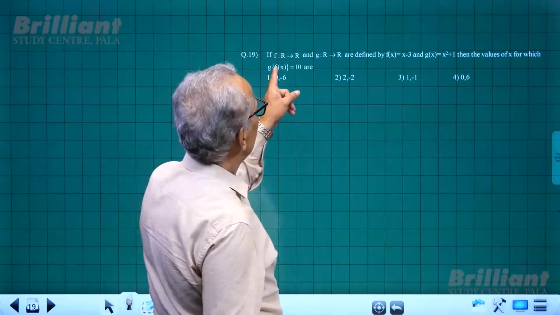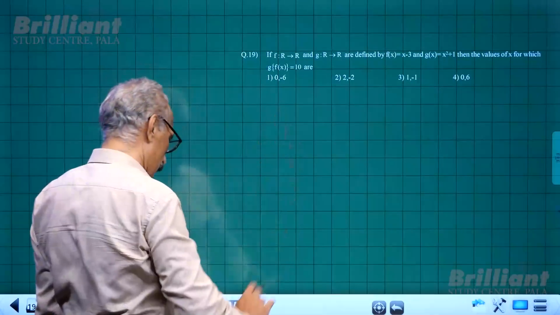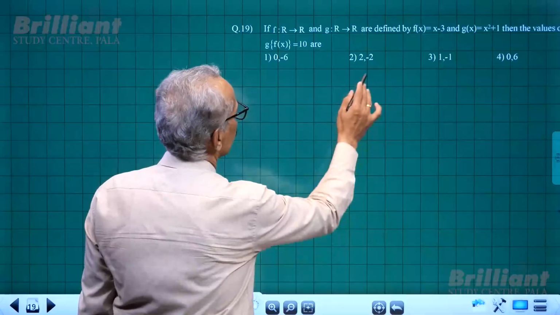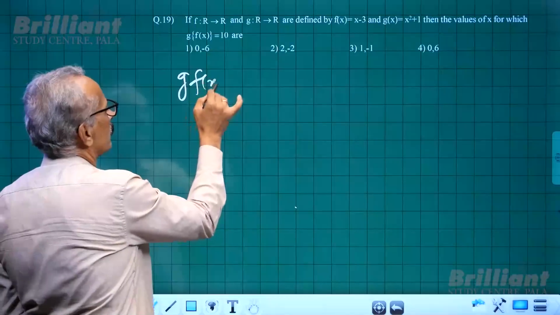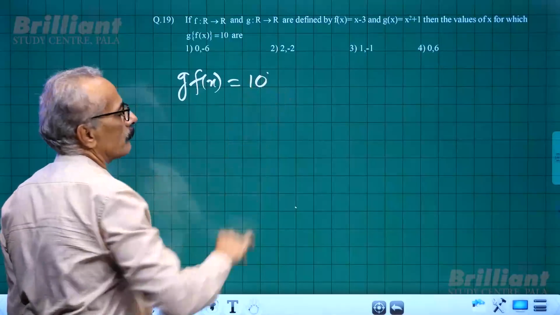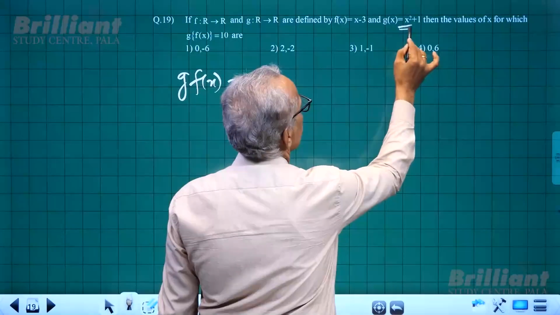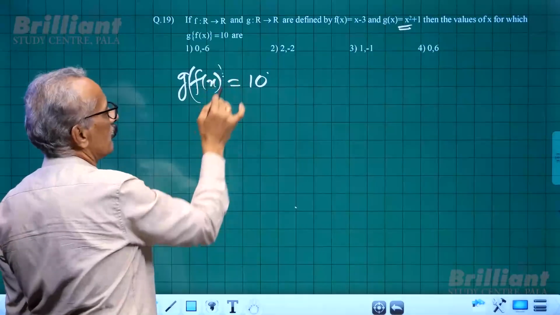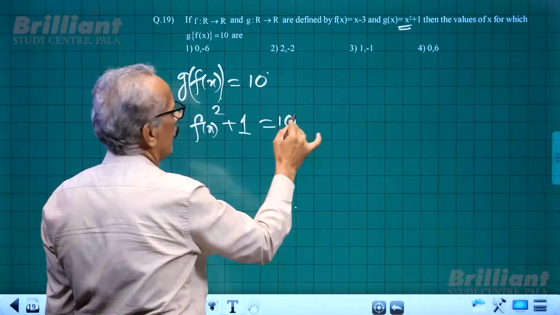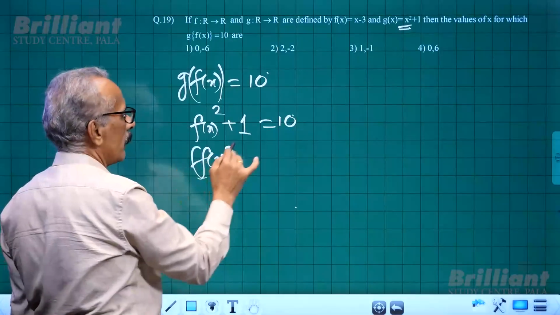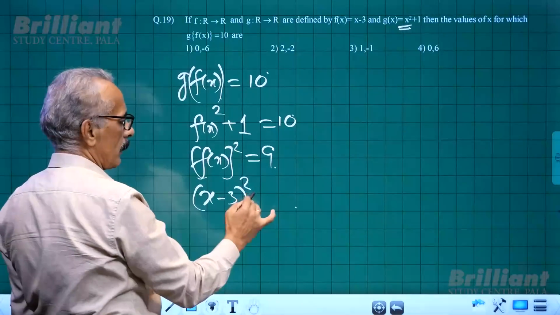So f and g are functions defined, f of x is this, then the values of x for which g of f of x is 10. Okay, we will solve this. We want g of f of x equal to 10. So g of f of x means every x of g of x should be replaced by f of x. That means this is g of f of x: f of x the whole square plus 1 equal to 10. That means f of x the whole square equal to 9. What is f of x here? x minus 3. (x minus 3) the whole square equal to 9.